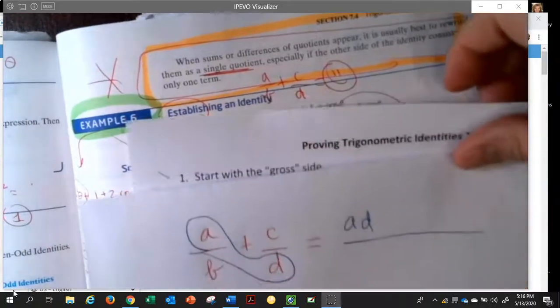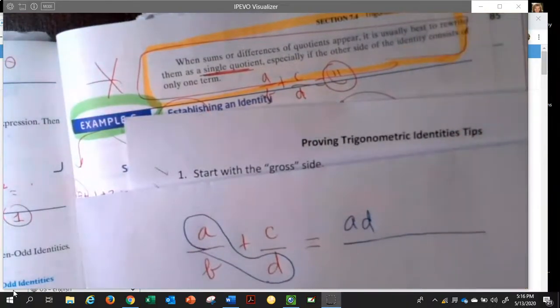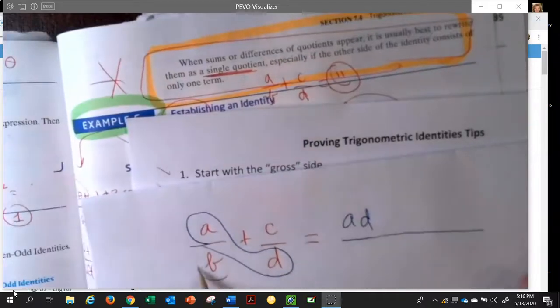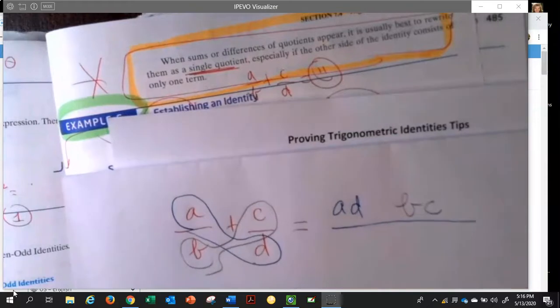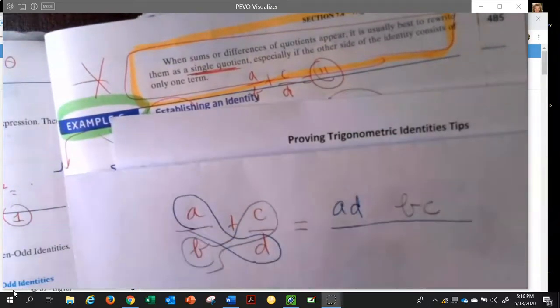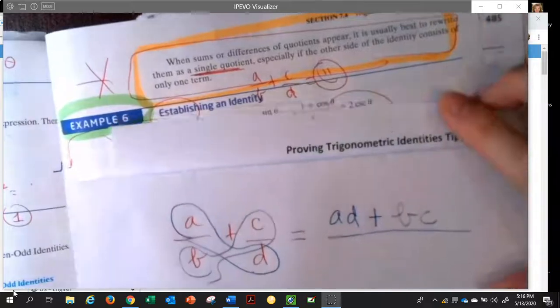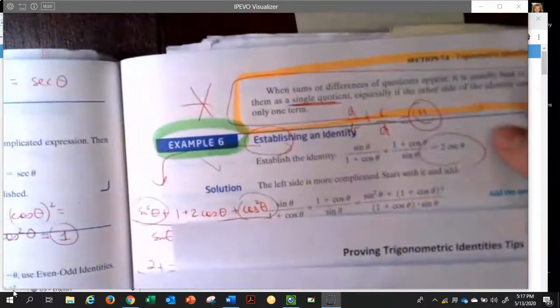Ooh, I can do some stuff with sine squared. Then you're going to need to multiply the other way. So then you're going to need to multiply that direction, b times c. The sign you put in the middle is whatever sign you had. And if it was a plus, I will put a plus, and let's even check what they're doing here.